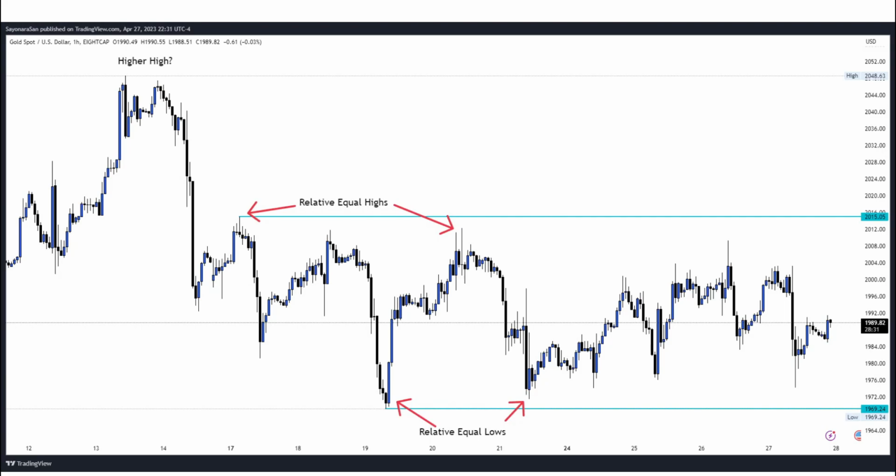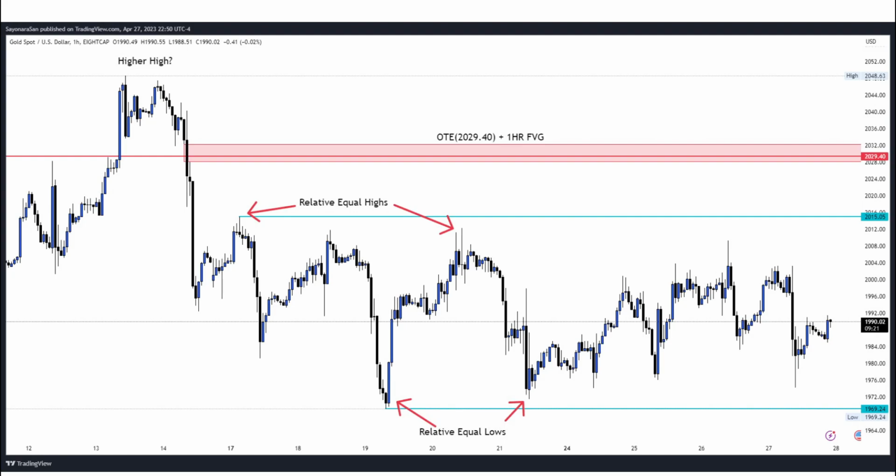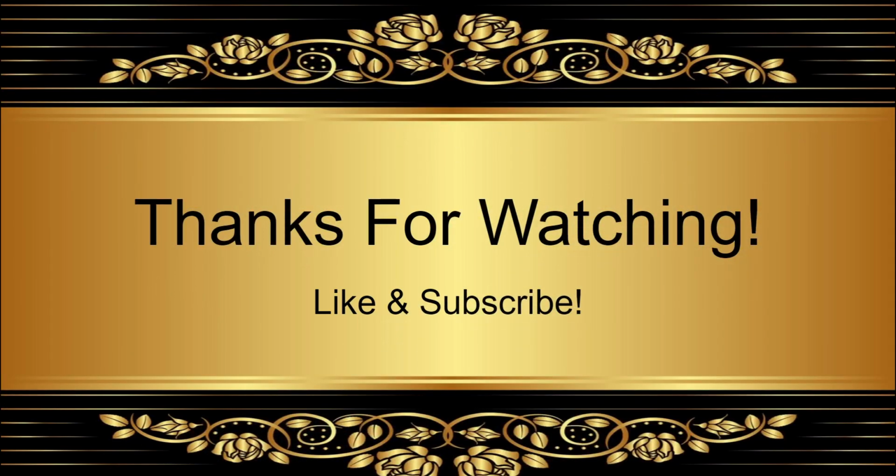And if I draw out my dealing range on the 1 hour, I get optimal trade entry at 2029.40. And then we also have a 1 hour bearish fair value gap right at optimal trade entry. So I would be looking for short entries at this level. And this concludes my bias for gold.